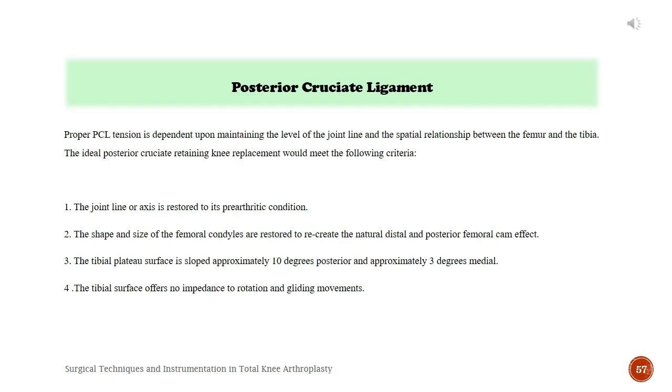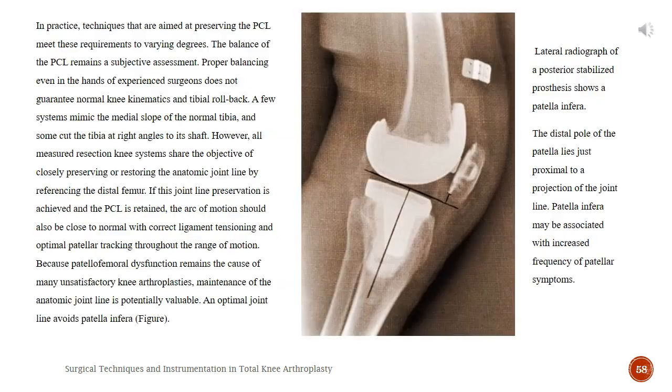4. The tibial surface offers no impedance to rotation and gliding movements. Posterior cruciate ligament. In practice, techniques that are aimed at preserving the PCL meet these requirements to varying degrees. The balance of the PCL remains a subjective assessment. Proper balancing, even in the hands of experienced surgeons, does not guarantee normal knee kinematics and tibial rollback.